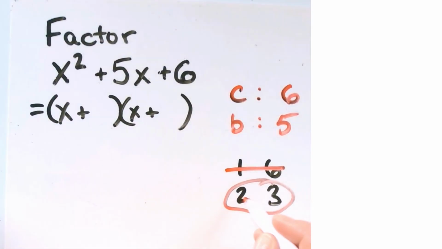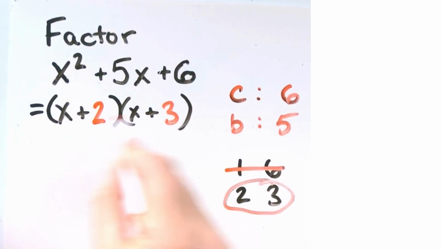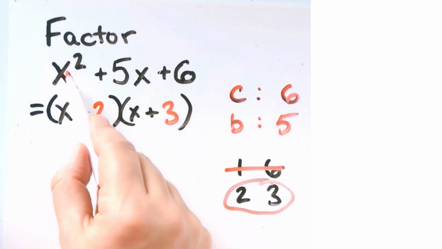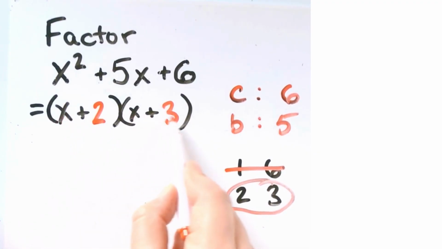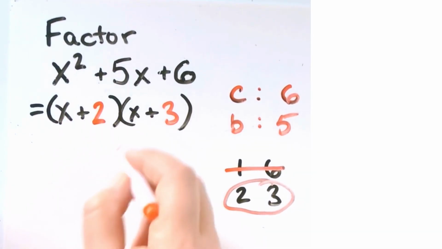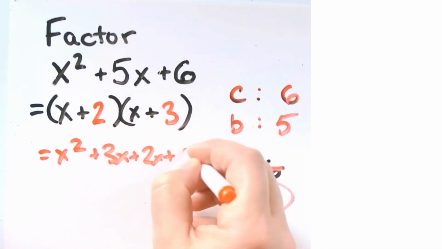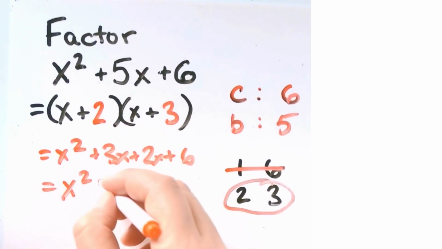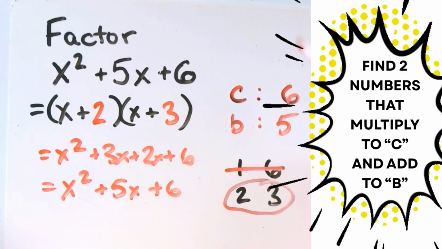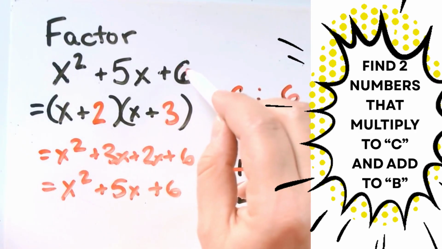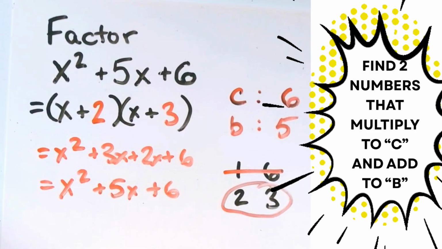Literally, all I do is I take this number and put it in with my x. Okay, so when I factor x squared plus 5x plus 6, that factors to x plus 2 times x plus 3. And you can do a quick check by expanding. Okay, so that's all you have to do. You have to find two numbers that multiply to the last number, also known as C, and add to the middle number, also known as B.